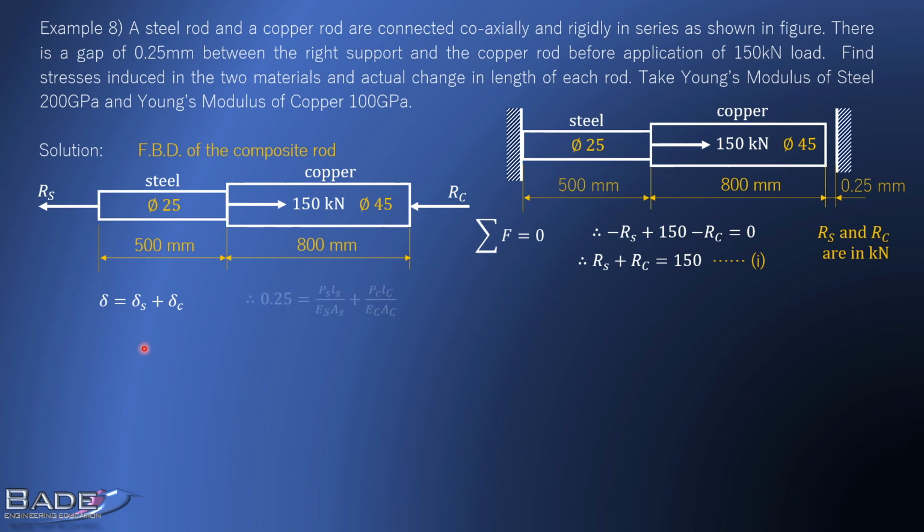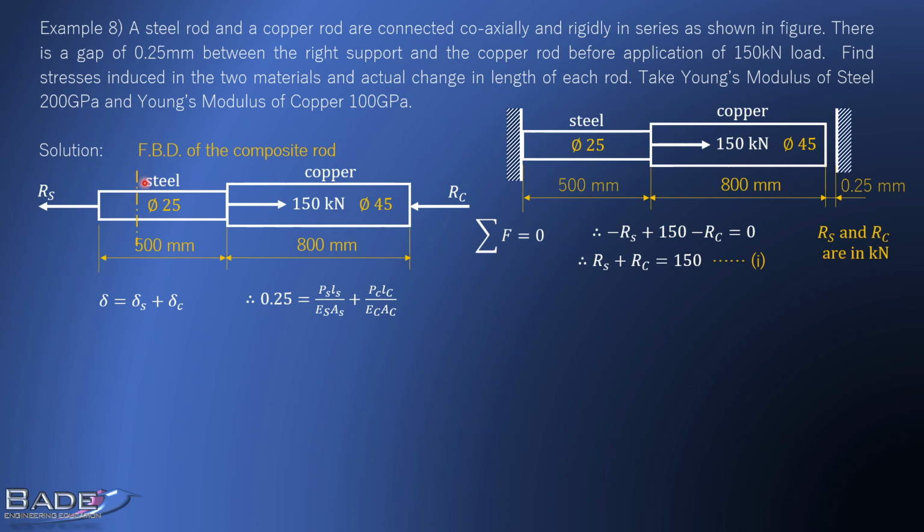So we'll substitute values this way. Delta is 0.25 millimeter. This gap gets filled, meaning this composite bar elongates by 0.25 millimeter. This is the total elongation of the composite bar. So that is equal to PS LS upon ES AS plus PC LC upon EC AC, C for copper. 0.25 millimeters, it is in millimeter, take care of units.